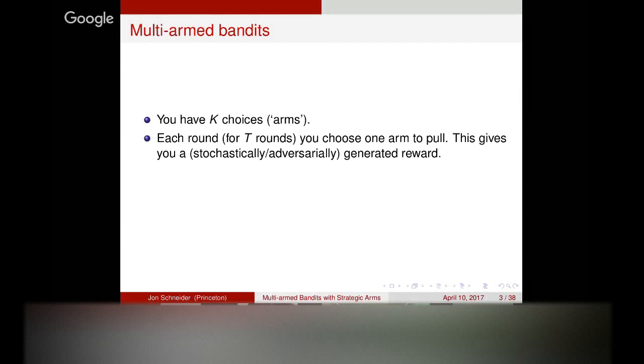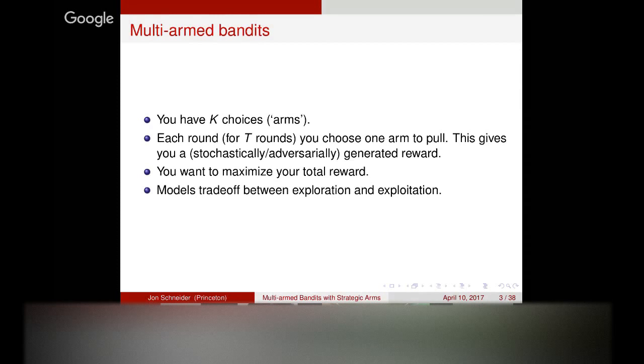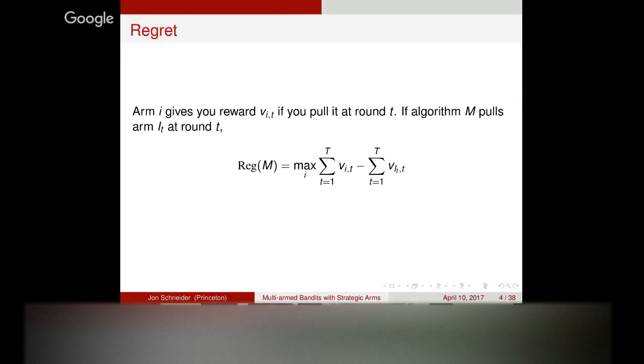So the specific learning problem we'll look at is the multi-armed bandit problem. Classically, you have k choices, which are arms, and each round, over the course of T rounds, you choose one arm to pull. This will give you generally either a stochastically or adversarially generated reward, and your goal is to maximize your total reward. This model is a trade-off between exploration and exploitation, because you need to spend some time figuring out what the best arm is, but once you have figured out what the best arm is, you want to pull it as much as possible to maximize your total reward.